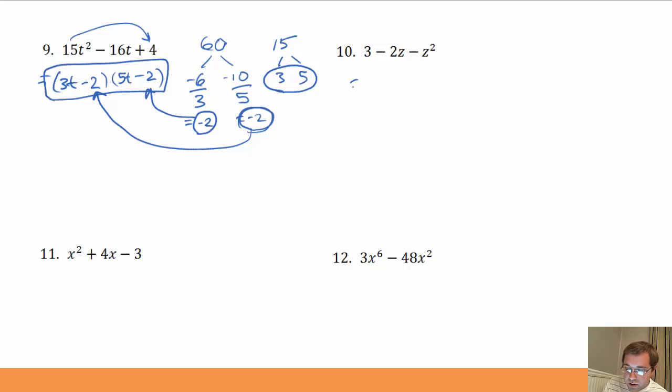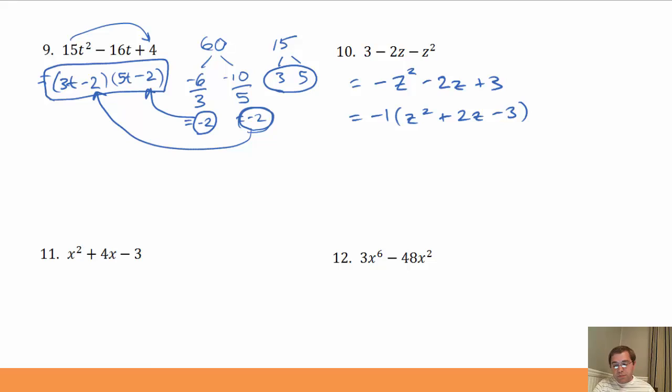Number 10, 3 minus 2z minus z squared. Now this is funky, because normally we have the squared term first. So let's rewrite it so that the squared term is first. But that negative is attached to it, so it's a negative z squared minus 2z plus 3. Okay? Well, I don't like a negative in front. What I can do is I can factor out -1. That means I'm going to divide everything by -1. So z squared plus 2z minus 3.